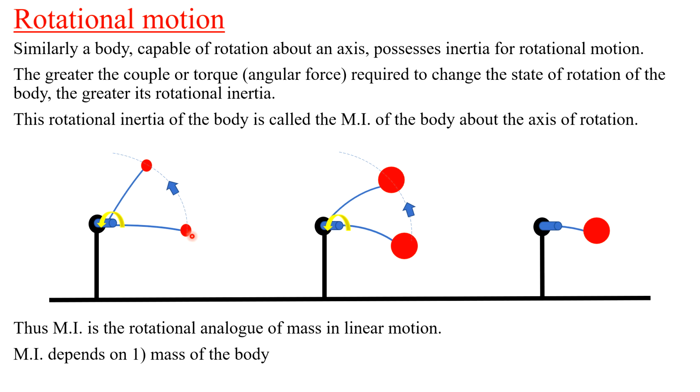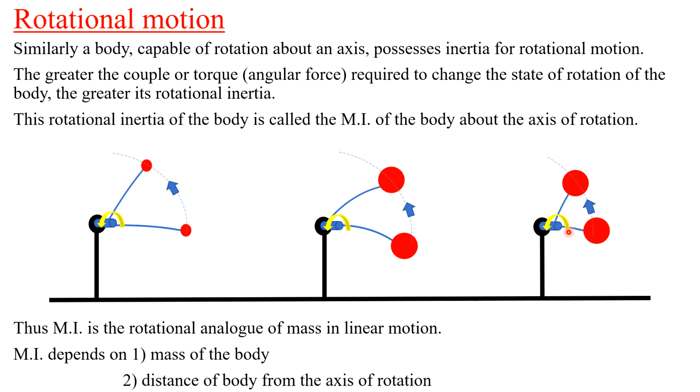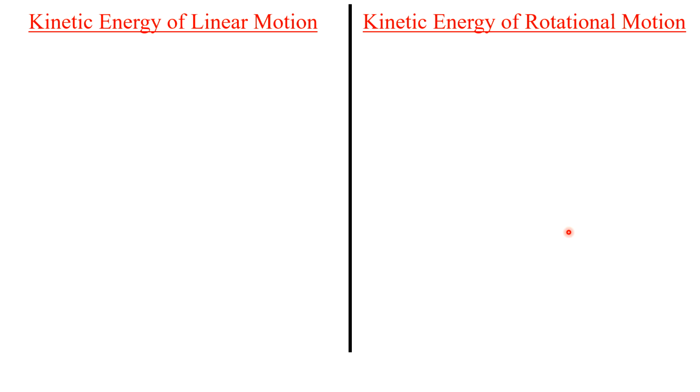Look here, suppose we have this third case. In the second and third case, we are having a body with same mass, but the distance of the body from axis of rotation is less in third case. So in third case, if you rotate the body about the axis, comparatively less force will be required compared to second case because the distance of the body from axis of rotation is less. So moment of inertia depends on mass of the body as well as the distance of body from axis of rotation. Now we will see how it depends on mass and axis.